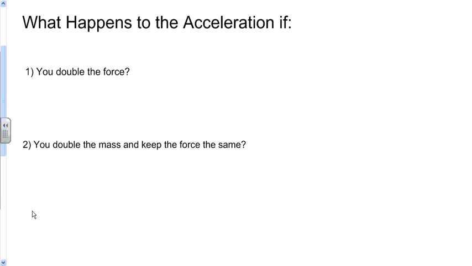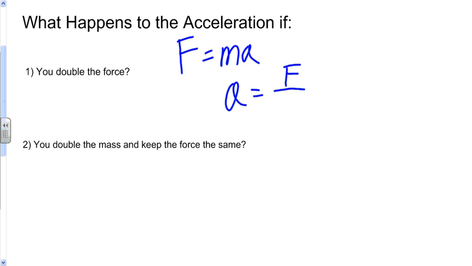So today we're going to do some F equals ma problems where we're not specifically given numbers, but we want to figure out what happens to the acceleration if we change the force or the mass. So if you remember Newton's second law, F net equals ma, we know that if we solve it for a, so if I divide over by m, a equals the force divided by the mass.